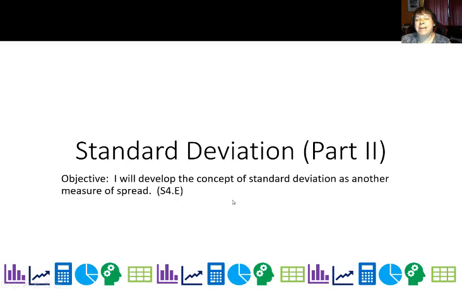Some people say statisticians are sadistic, but I say they're just a bunch of standard deviants. You get it? Standard deviation, deviant.